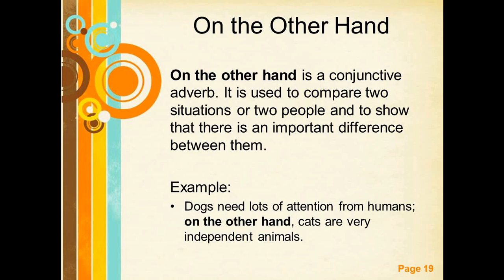Here you can see there is a semicolon, that is down here, and then our conjunctive adverb, and then the comma. This splits the two independent clauses, which could each stand alone as a sentence. It would be possible to say, dogs need lots of attention from humans. Cats are very independent animals. However, we have chosen to bring them together with a conjunctive adverb.